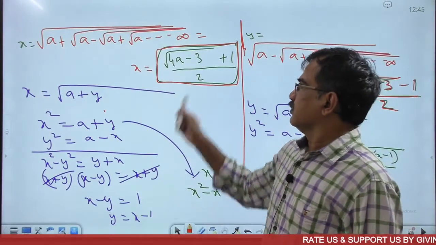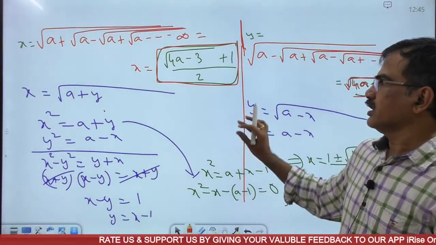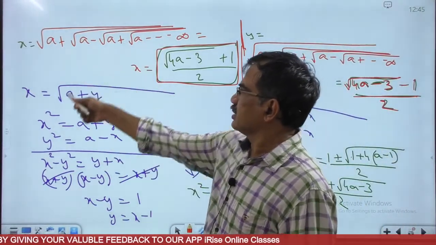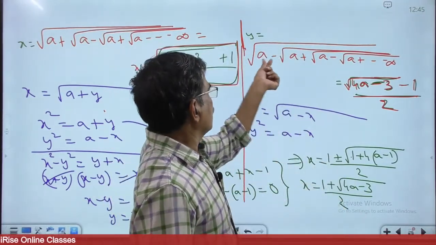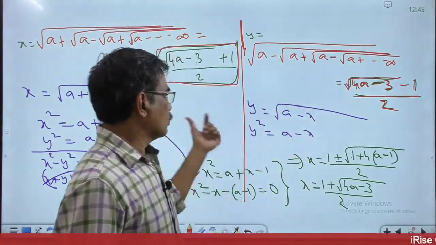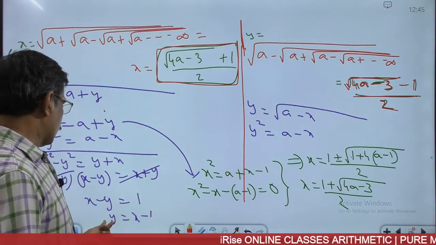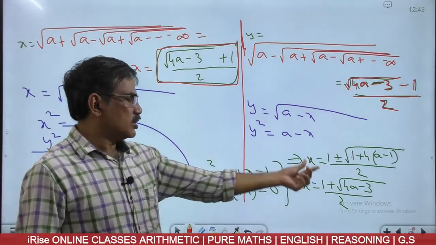This is the original. If you know the formula, the problems are very easy. Okay, if you want, write this procedure also. Write this procedure by considering x as root of a plus y and y as root of a minus y; this total is x. Squaring and subtraction gives x minus y is equal to 1, so y is equal to x minus 1. Substitute it here. This is a quadratic equation; solve this one.